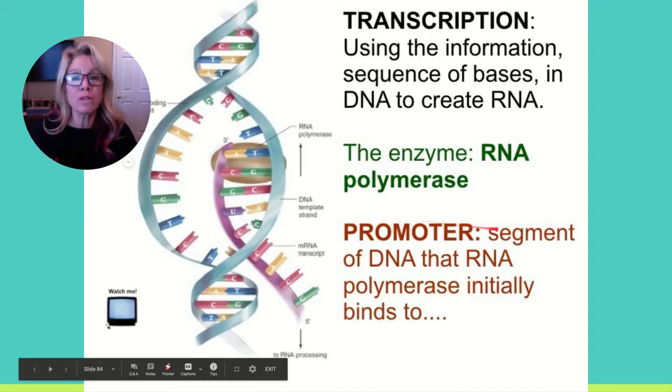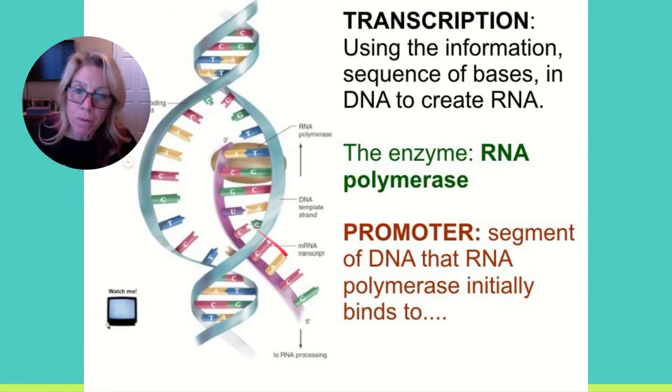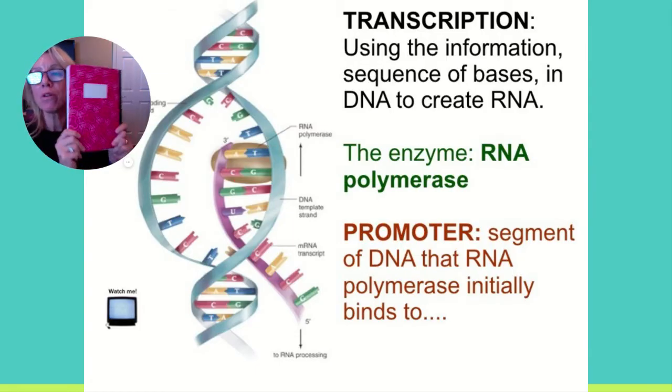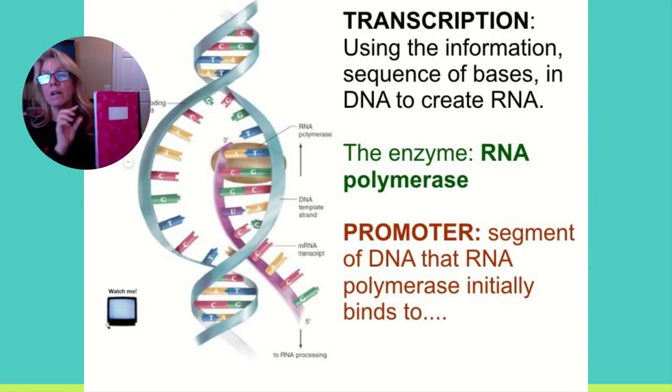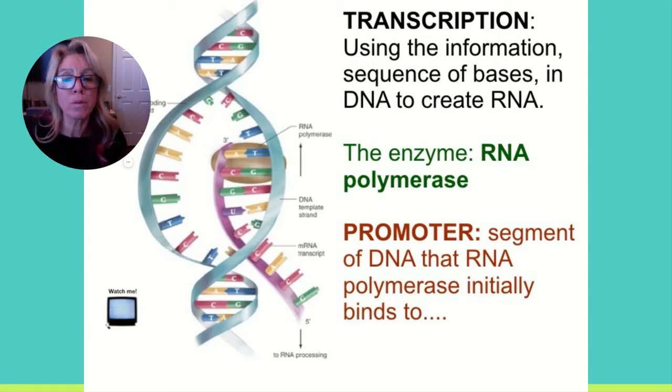Okay, so transcription is using the information, the sequence of bases on the DNA, in order to form your RNA. And here you can see the enzyme that does that is RNA polymerase. Now, how does it know where to start? Remember we said we're not going to copy the whole book. We just want to copy a gene or 2 out of this book. So where you start is called the promoter. And literally, RNA polymerase binds to the promoter.